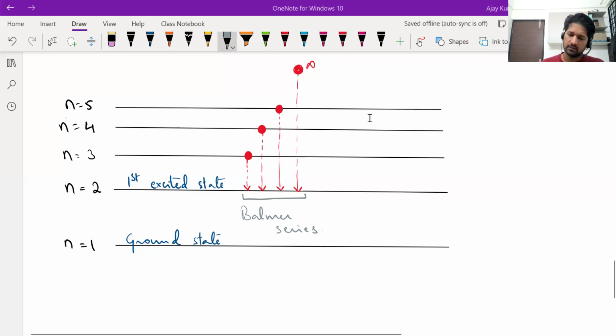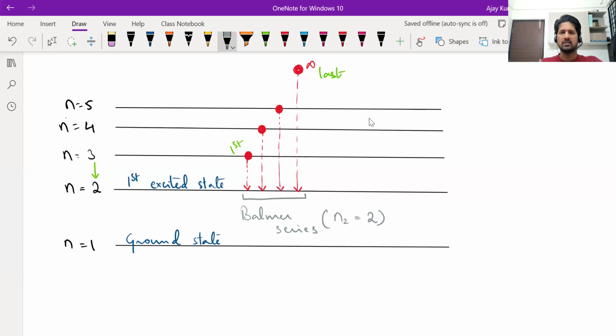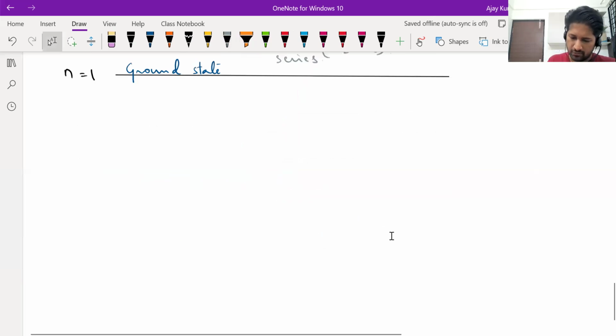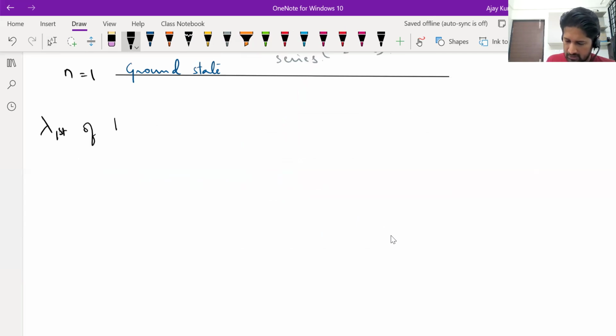Fine. Then the first line of Balmer series will be from n equal to 3 to n equal to 2. And the last line of Balmer series will be from n equal to infinity to n equal to 2. So for Balmer series, the final orbit number n2 is always 2. Initial orbit number depends on where the electron is jumping down from. So do this calculation, both of you: the wavelength of the first line of Balmer series, and then the wavelength of the last line of the Balmer series.